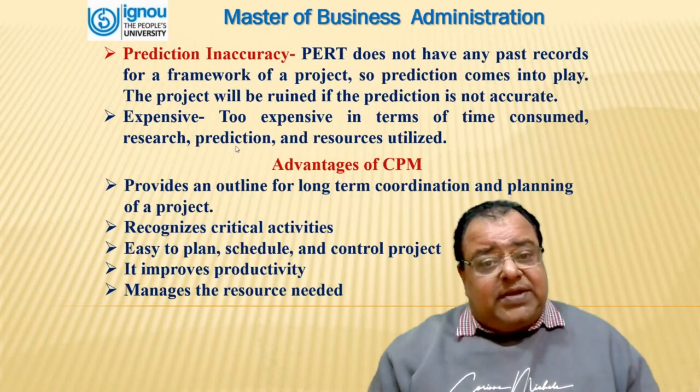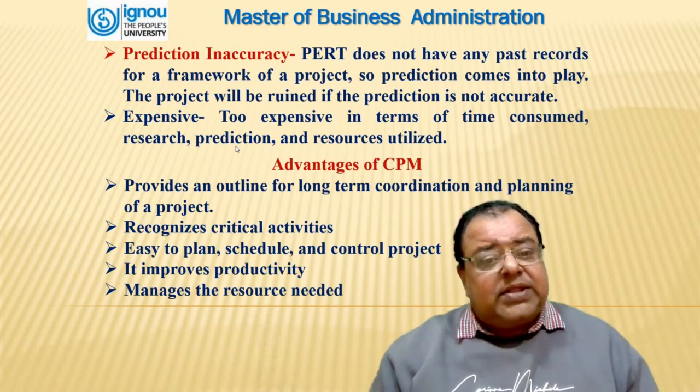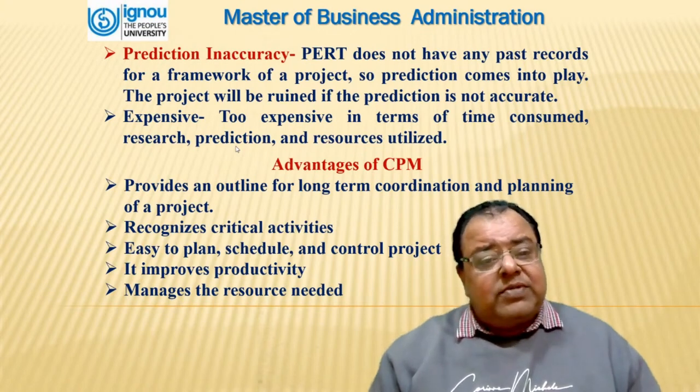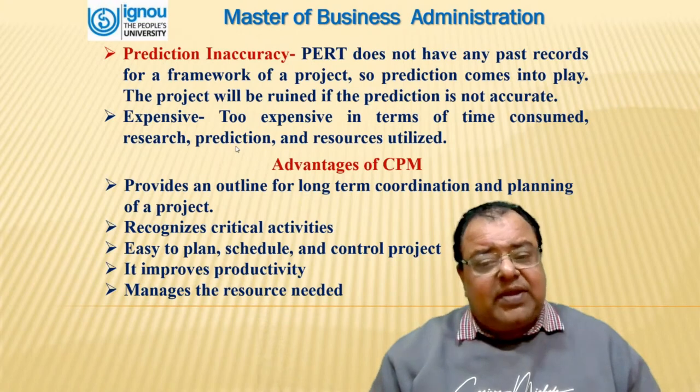Prediction inaccuracy. PERT does not have any past record for the framework of a project. So prediction comes into play. The project will be ruined if the prediction is not accurate. Expensive. Too expensive in terms of time consumed, research, prediction, and resources utilized.